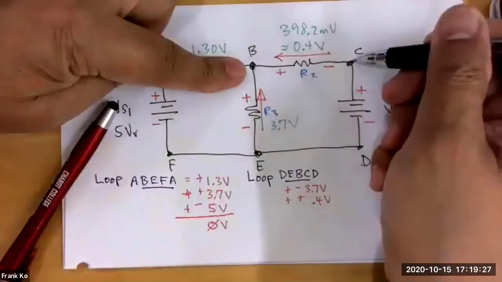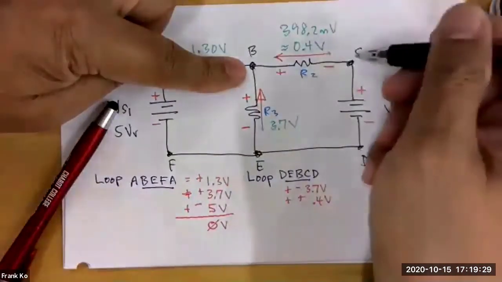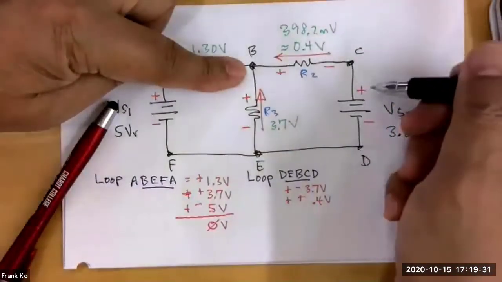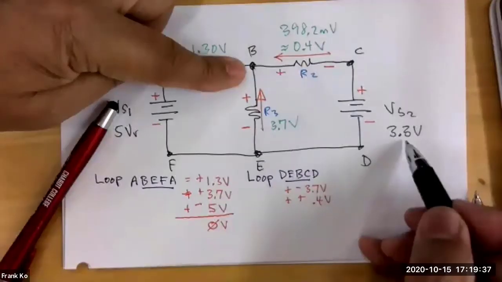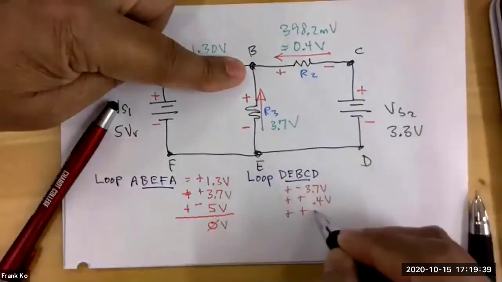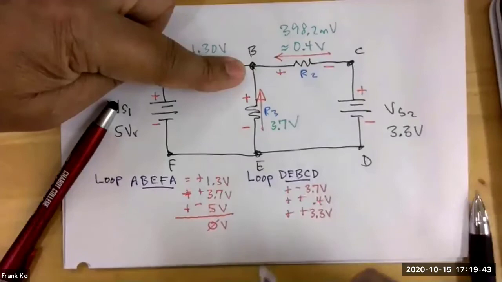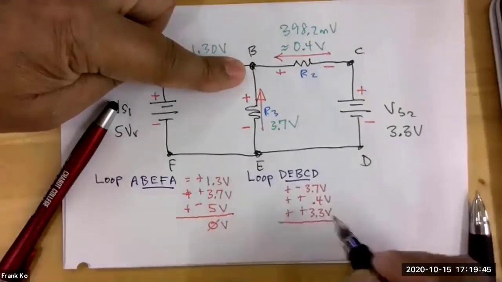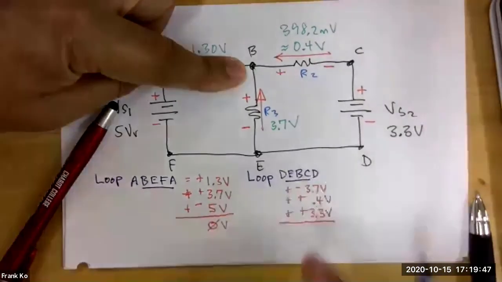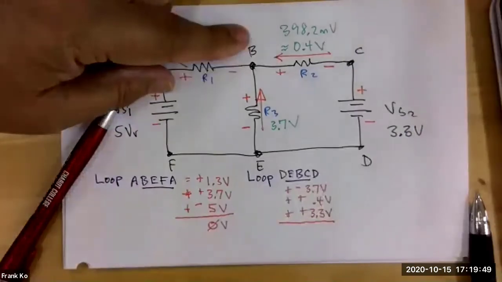Point C, we have to complete our loop by coming back down to D. By doing so, what's the first polarity we encounter? Positive. And what value do we encounter? 3.3 volts. Okay, so we're going to add a positive 3.3 volts. So when you go to add all this up together, algebraically, what does that loop come out to be? Net zero.